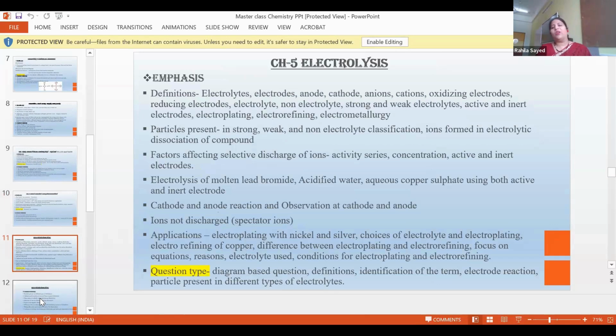Okay. Electrolysis. Again, a very important topic. Here also, children, we have the definitions of electrolytes, electrodes, that is the cathodes, anodes, ions, that is the cations, anions, oxidizing electrodes, reducing electrodes, electrolytes, non-electrolytes, strong and weak electrolytes, active and inert electrodes, then electroplating, electrorefining, electrometallurgy. All these definitions are very important.